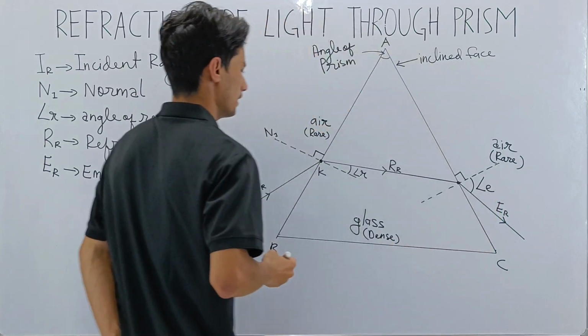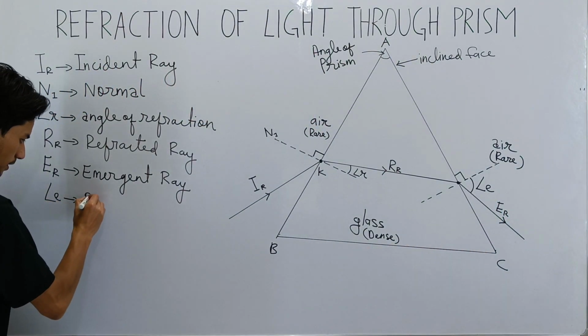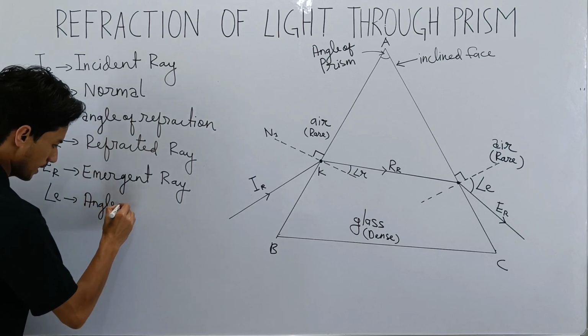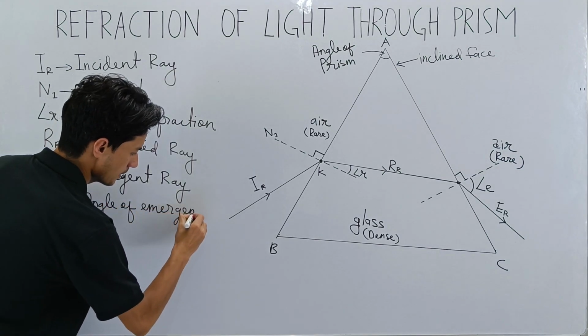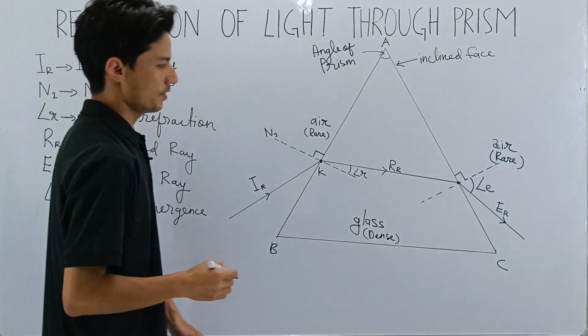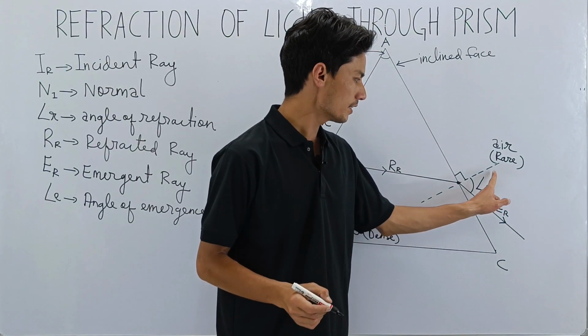okay. And then between the normal and this emergent ray there will be an angle which is called the angle E. And what is this angle E? A very important angle. Angle E is called the angle of emergence. All right, this is the angle of emergence. It is between the emergent ray and the normal.